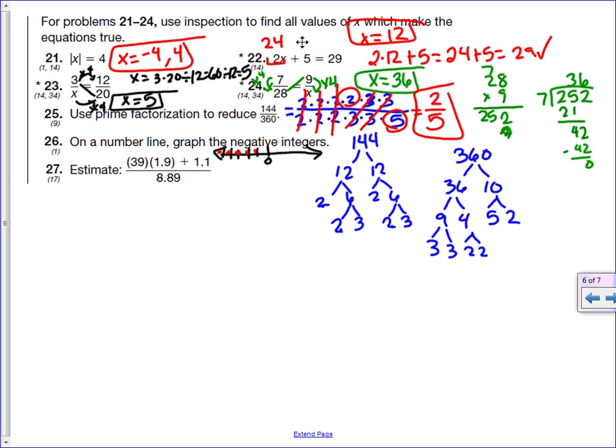27 says estimate. So we have 39 times 1.9 plus 1.1, all divided by 8.89. I would round 39 to 40, 1.9 to 2, 1.1 to 1, and 8.89 to 9. 40 times 2 is 80, plus 1 is 81. And 81 divided by 9 is 9.